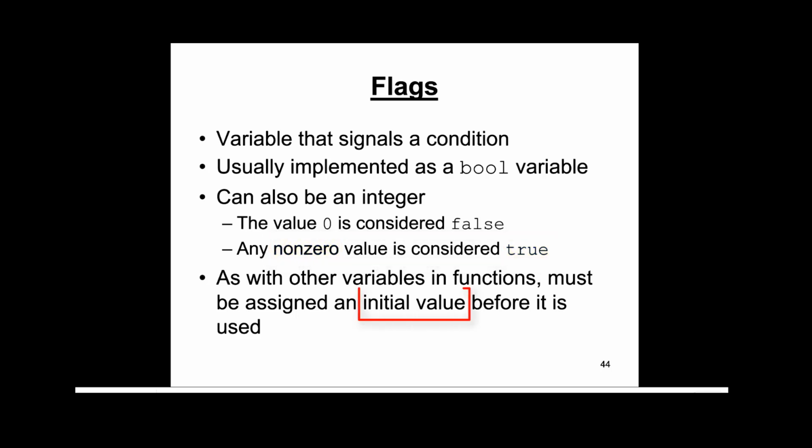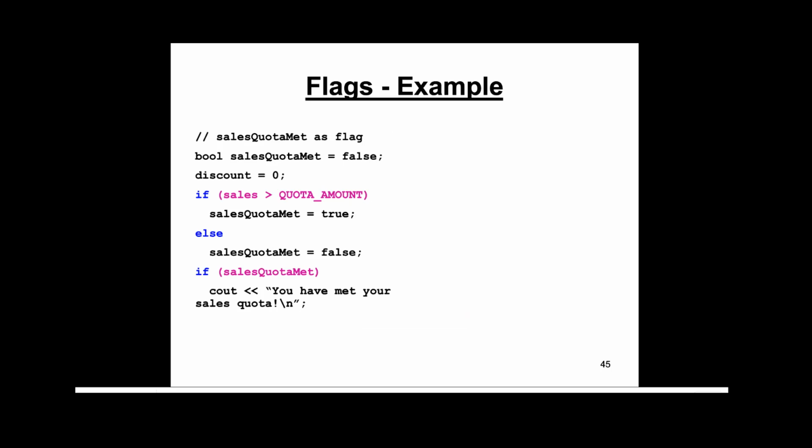If you have a flag in your program, you should have an initial value for that flag. You should assign it an initial value. So let's look at this program. You can see there is one bool variable there: bool sales quota met equals false. This variable, sales quota met, is the flag, and we initialize it to false.